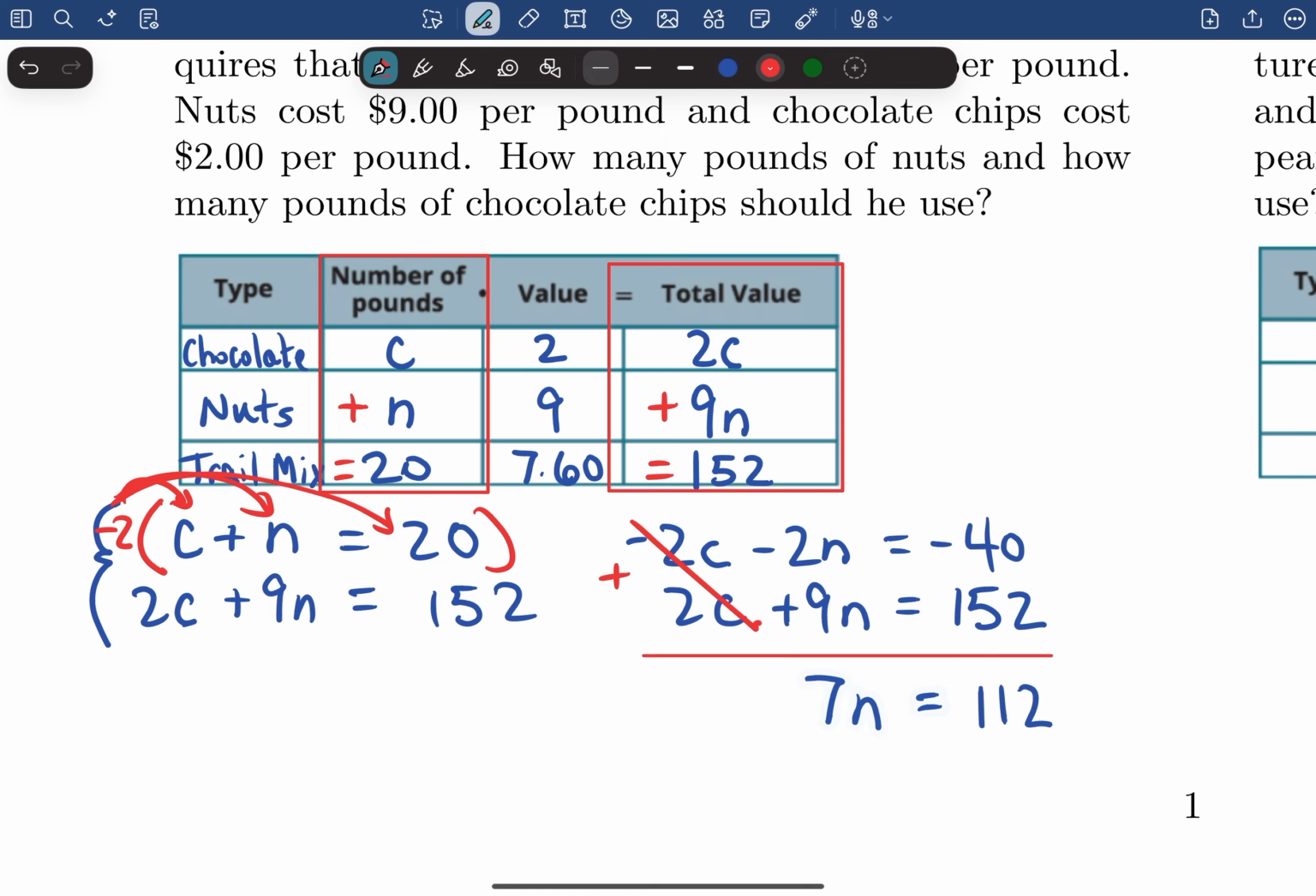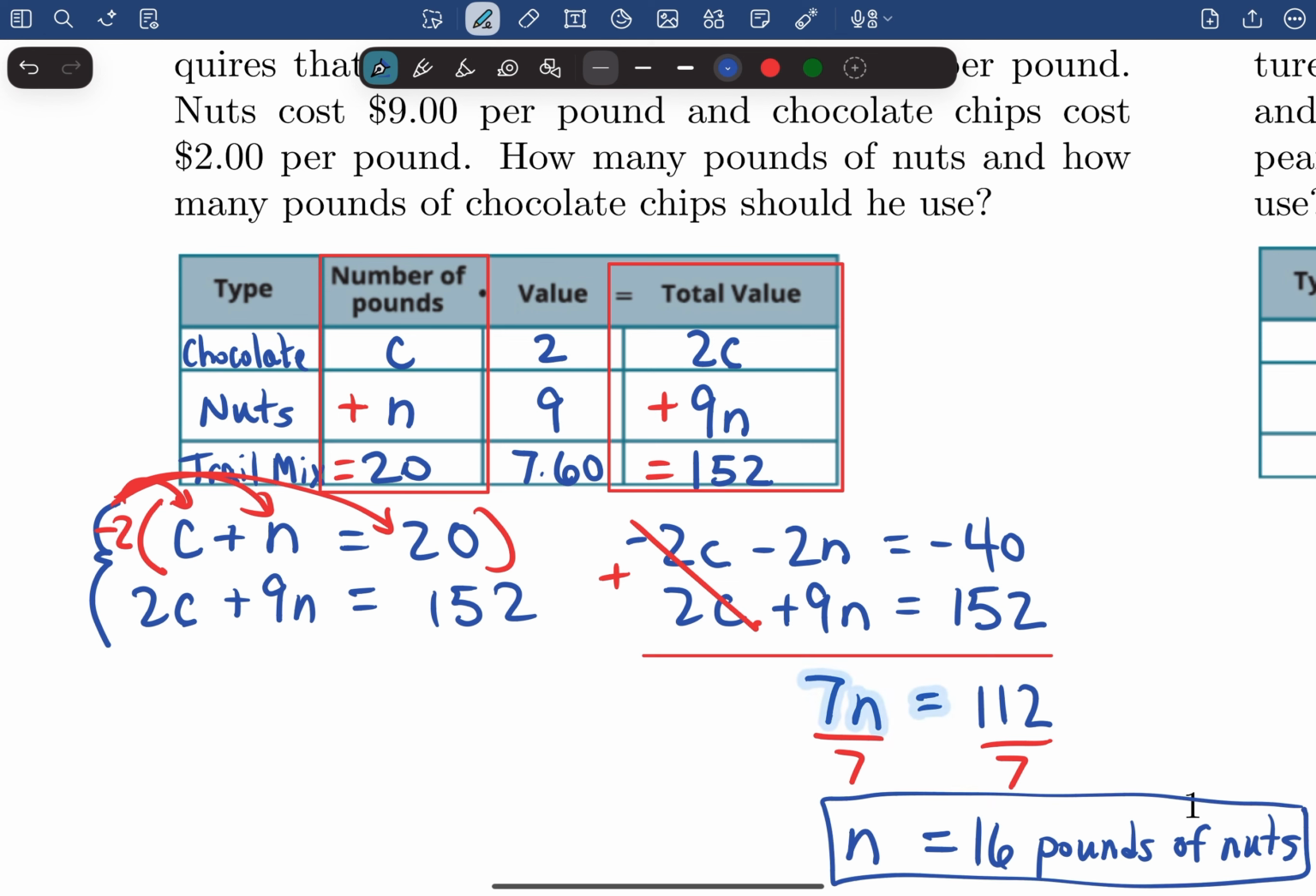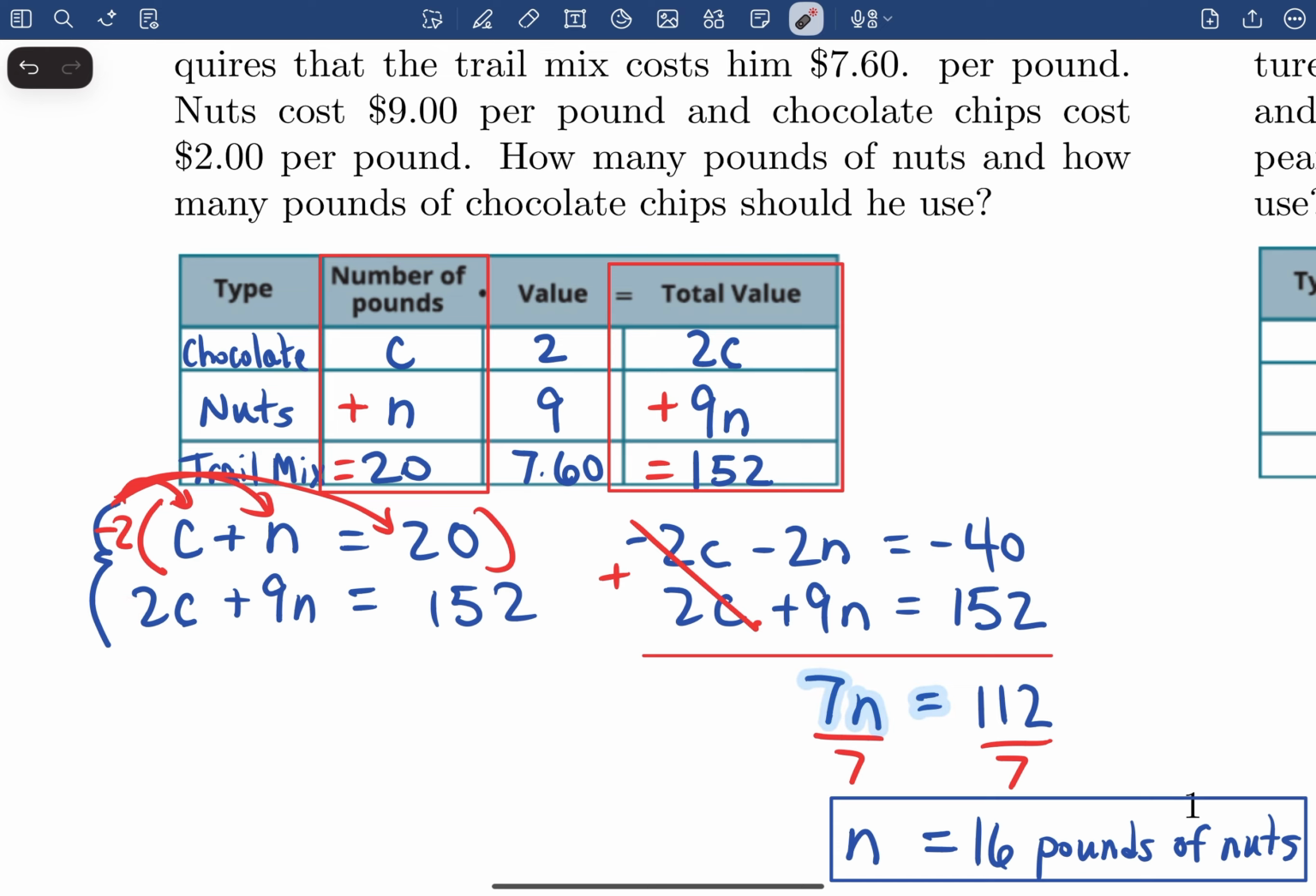And then I divide by 7, and I find out that the number of pounds of nuts that I need is 16. I need 16 pounds of nuts. Great. Now I know that N is 16, and I can plug that knowledge into any one of the equations I had along the way, either this one, this one, this one, or this one. But I always pick the easiest one.